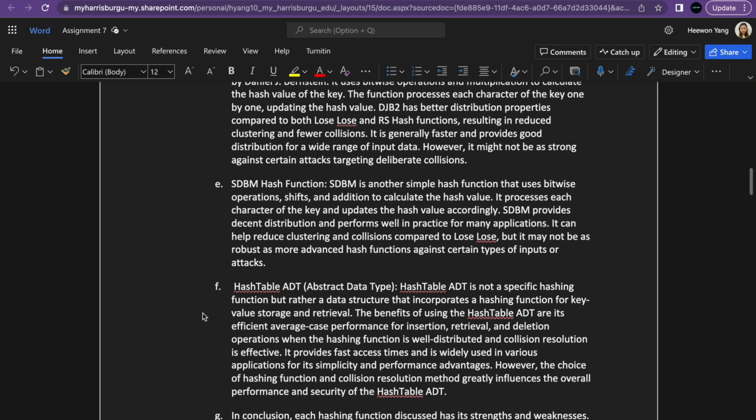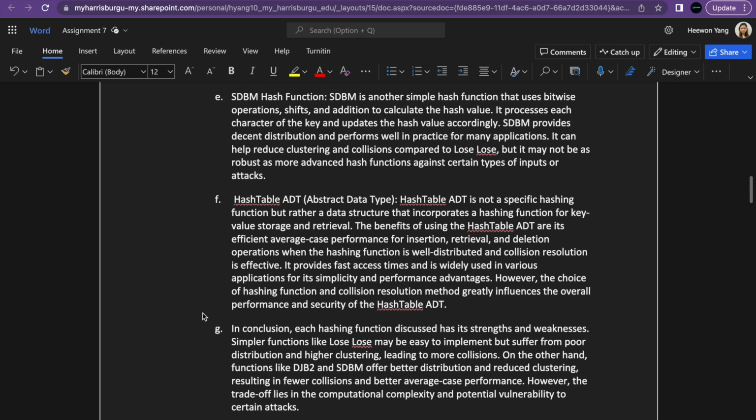The next hash function is the SDBM hash function. This is another simple hash function that uses bitwise operations and shifts in addition to calculate the hash value. It processes each character of the key and updates the hash value accordingly. SDBM provides decent distribution and performs well in practice for many applications. It can help reduce clustering and collisions compared to the lose-lose hash function, but it may not be as robust as more advanced hash functions against certain types of inputs or attacks.